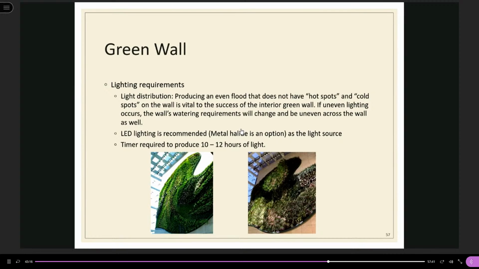If you recognize, this is the green wall of Hotel Icon. In the beginning, the Hotel Icon green wall was very pretty, but after some years, it becomes like this. You have the rotted plants, and some died already. It is due to the problem of the lighting system.